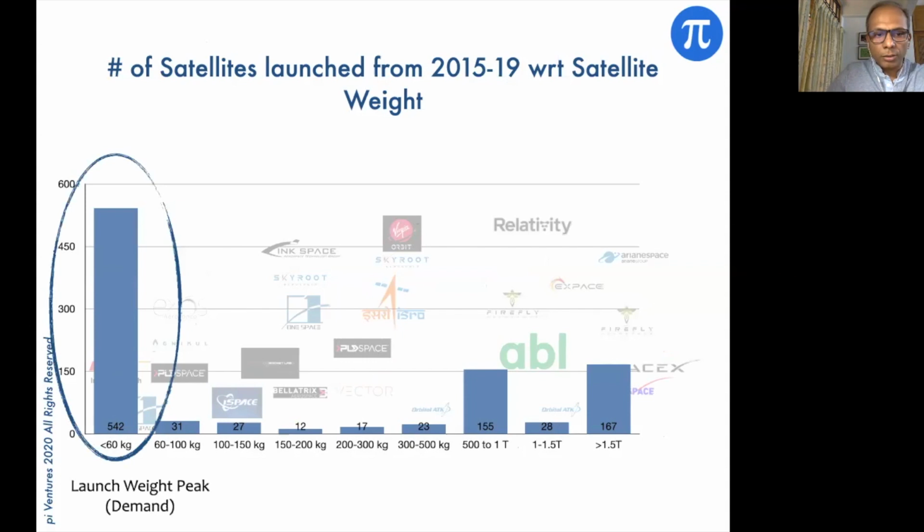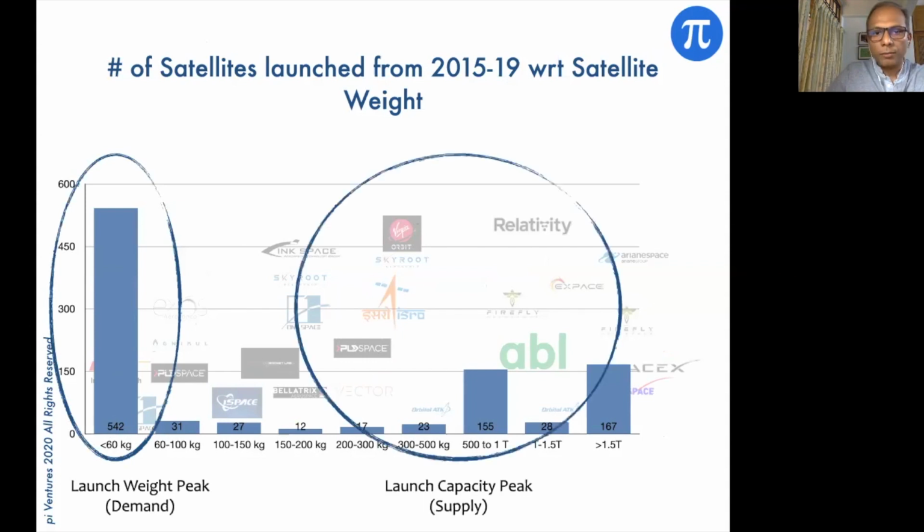Yep. Yeah, so this is the launch weight peak, right? Whereas this is the launch capacity peak, isn't it? Is this supply skewed more towards this side because of economics or any other reason why? Yeah. I will come to the why part.